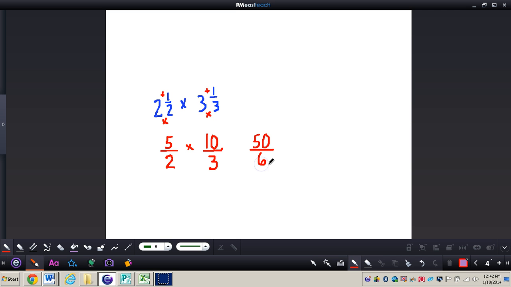So 50/6. Now we're going to change this improper fraction to a mixed number by doing a division problem. We know that 6 can go into 50 8 times without going over. 8 times 6 is 48. We have a remainder of 2.